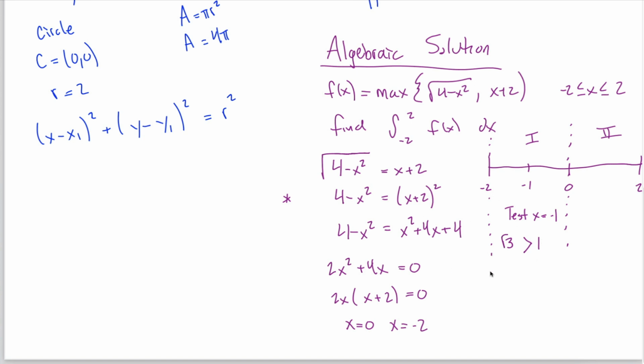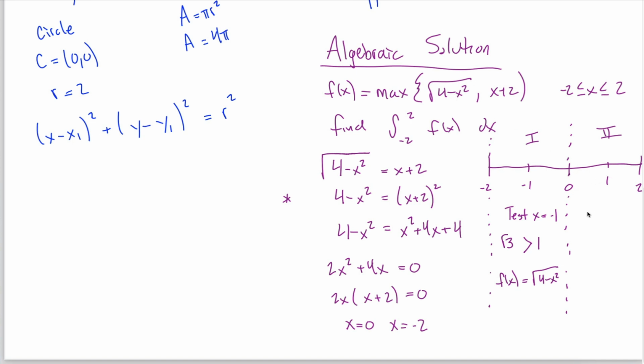What I'm saying is that on this interval from -2 to 0, f of x is equal to the square root of 4 minus x squared, because f of x is always the greater of these two things. At this point, you'd probably just assume that on this region, the other function is going to be greater, because otherwise they wouldn't have defined the function this way. They would have just said f of x equals the square root of 4 minus x squared. But I'll go through the steps anyways.